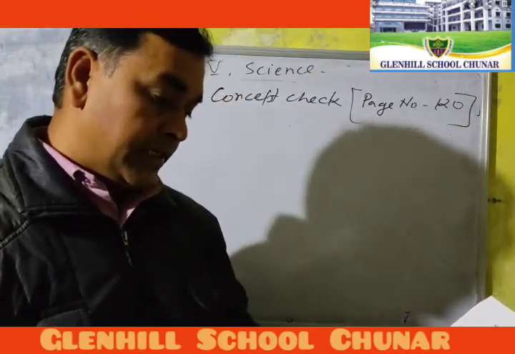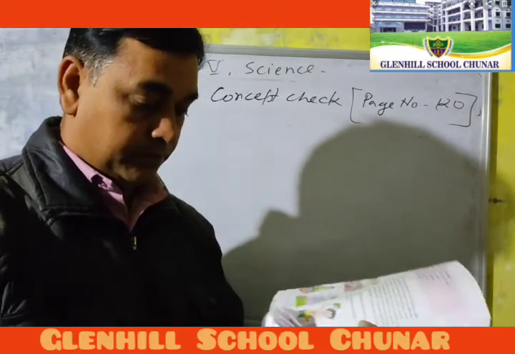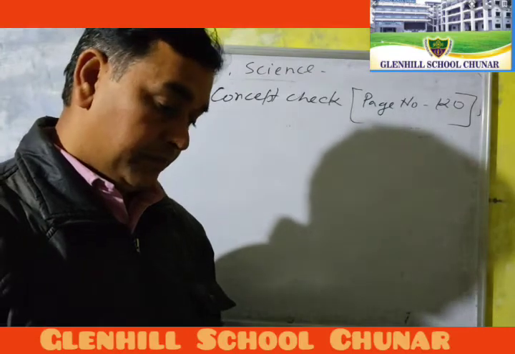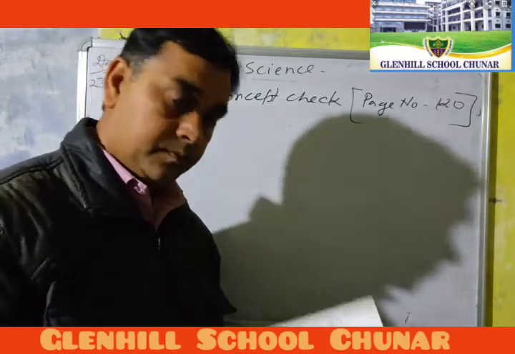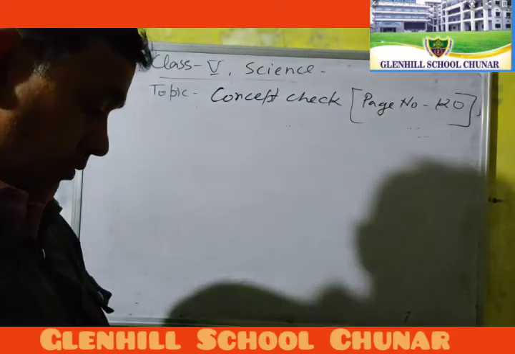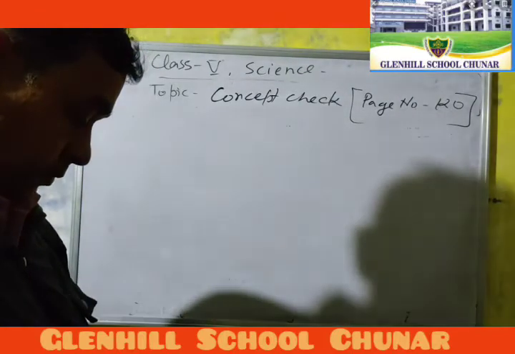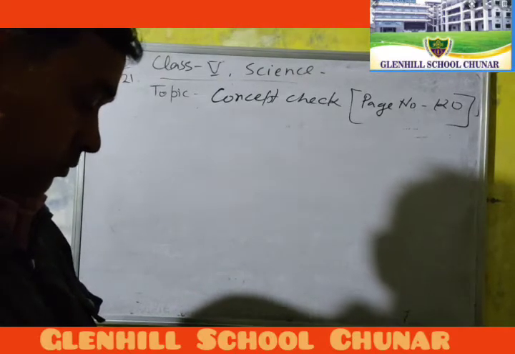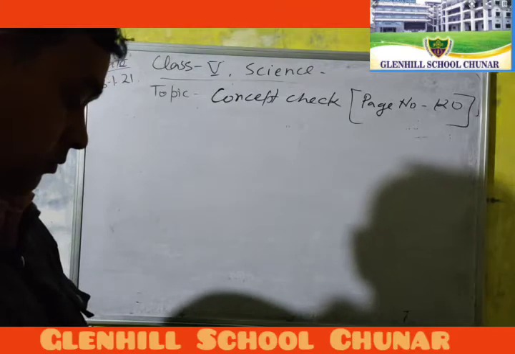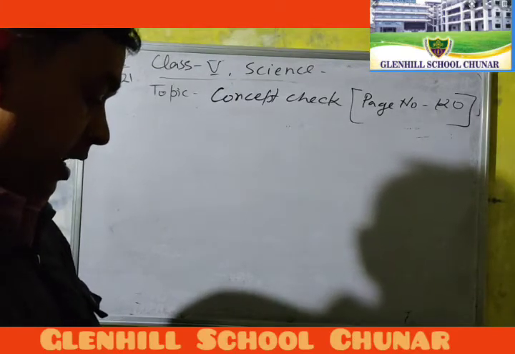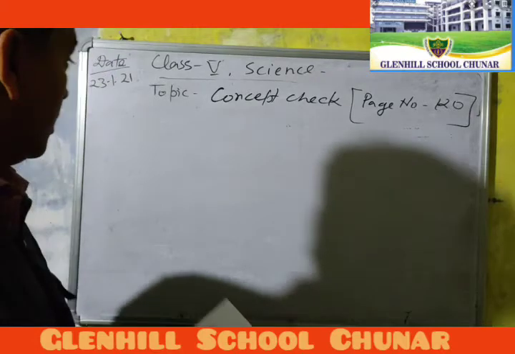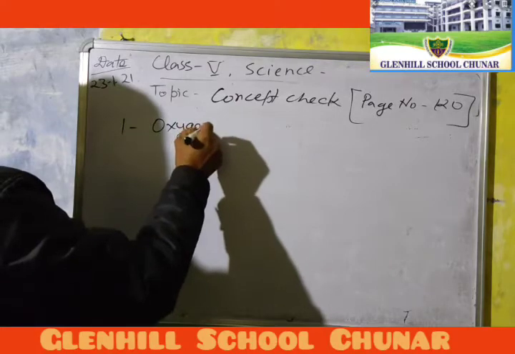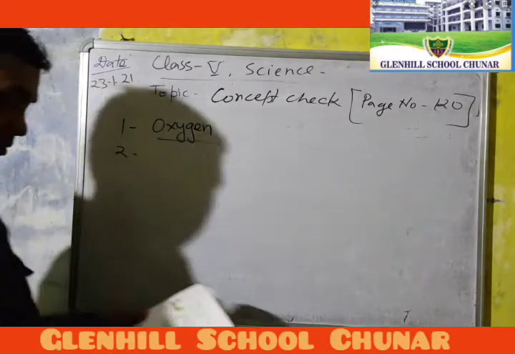What is the main gas present in the air? Do you know which is the main gas present in the air? The main gases present in the air are nitrogen and oxygen. So you can write down the main one, that is nitrogen.